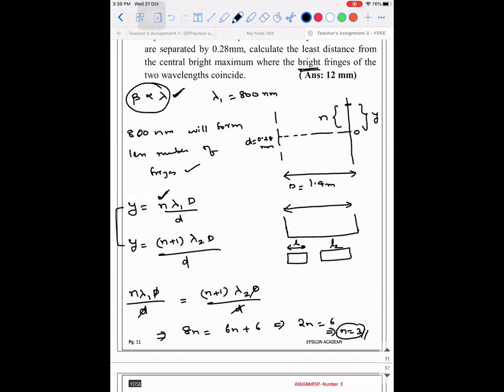Means for wavelength 800 nanometer, there will be 3 bright fringes, and for 600 nanometer, there will be 4 bright fringes. So what are they asking? They are asking the value of y. So y is equal to n into lambda 1 into D divided by d. So that is 3 into lambda 1, which is how much? 800 into 10 power minus 9 because nano, into capital D, which is how much? 1.4, the whole divided by 0.28. You solve this, you will get the answer.